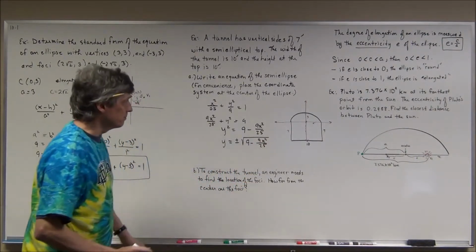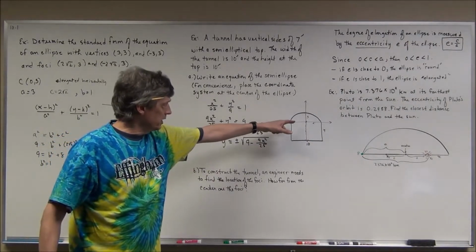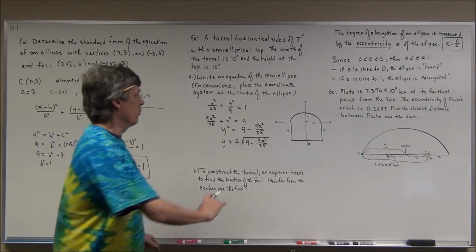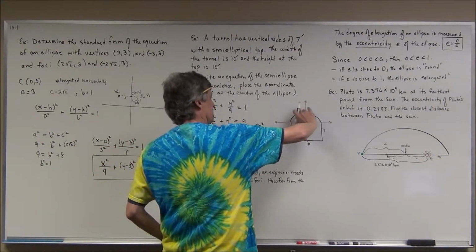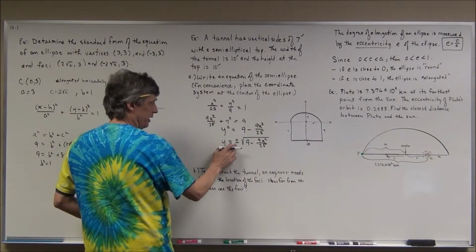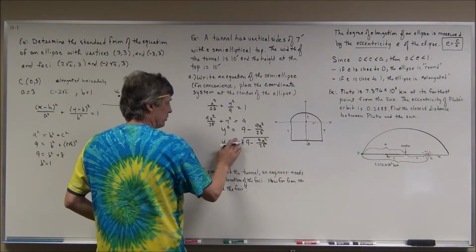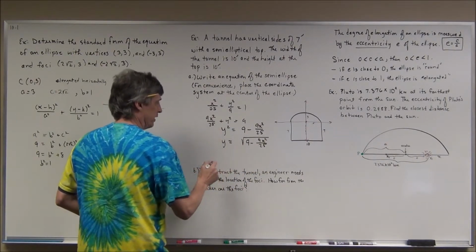Now, because of the way they suggested we set up our coordinate axes here, I want the part that's above. I want when y is positive. So I don't need the negative. That would be the part below that I haven't drawn in. So I'm just going to drop the plus or minus and leave it as a positive.